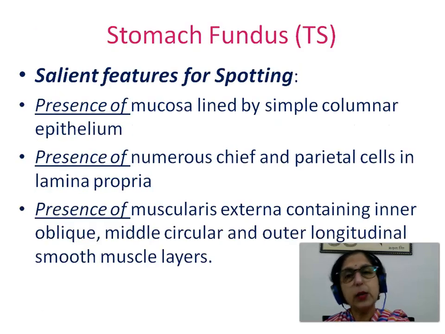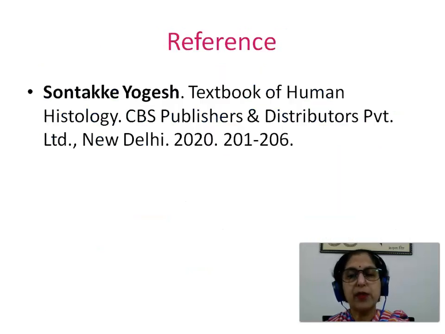Now let us see the salient features for spotting a slide of stomach fundus TS. Presence of mucosa lined by simple columnar epithelium. Presence of numerous chief and parietal cells in the lamina propria. Presence of muscularis externa containing inner oblique, middle circular and outer longitudinal smooth muscle layers. Thus, we have studied one important slide today, and that was of the histology of the stomach fundus.